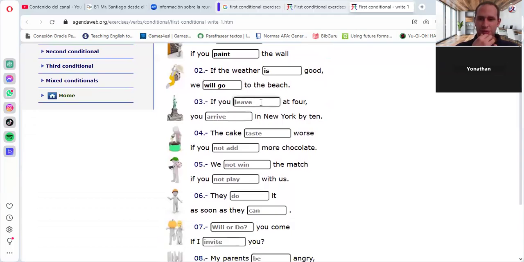If you leave at 4, you will arrive in New York by 10. Okay, awesome.